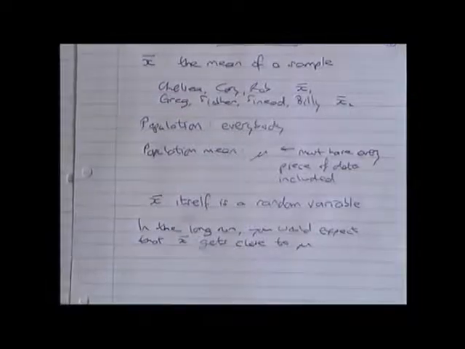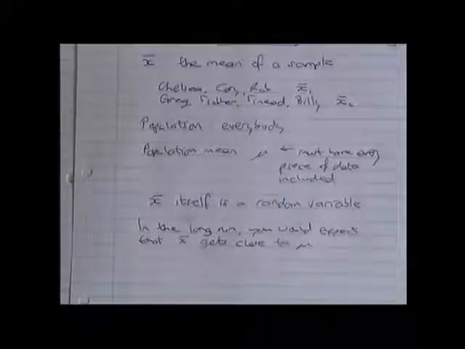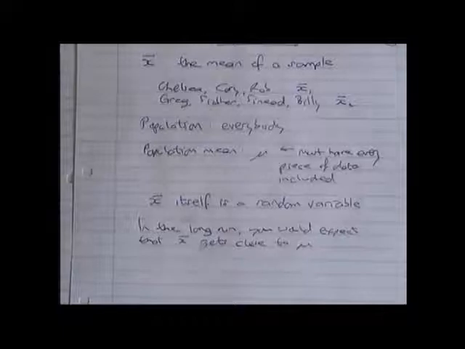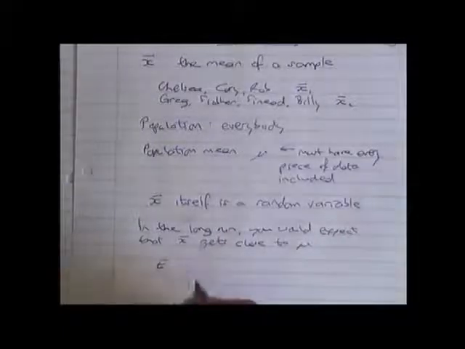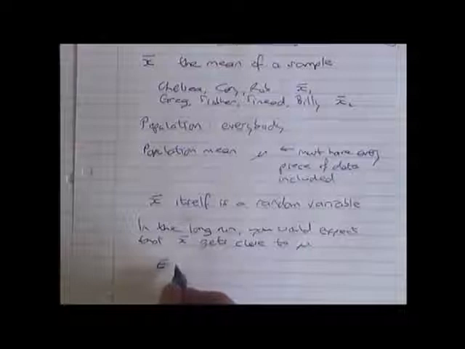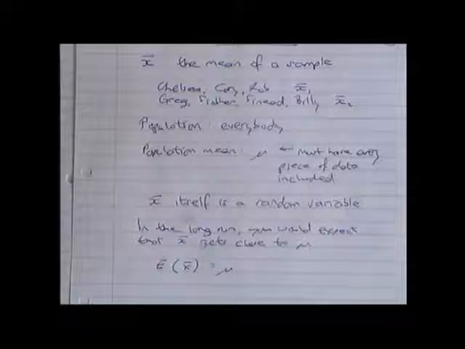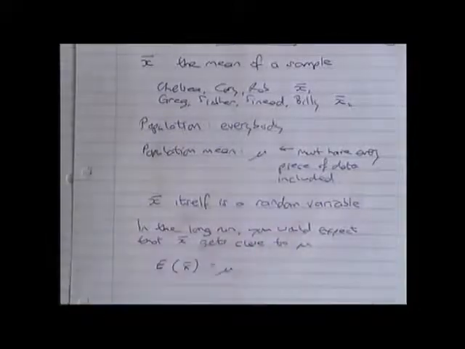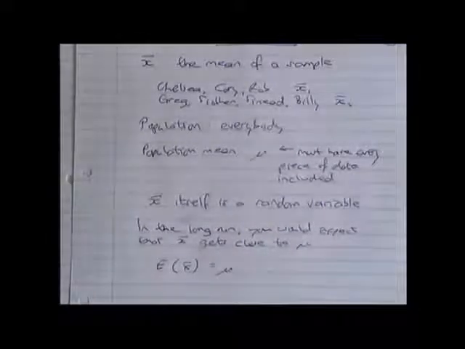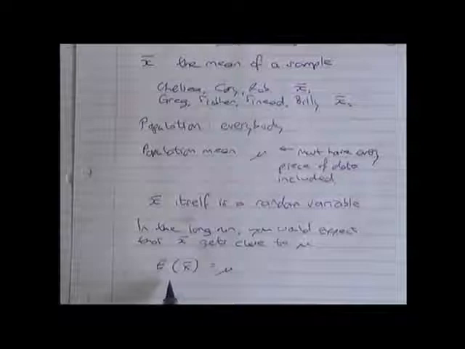What you expect to happen in the long run, can you think of any notation that might be useful or might sum that up, what you expect to happen in the long run? Yeah. So in other words, the expected value of x bar is mu. That's correct. So in the long run, you would expect. Okay, you would expect. So we said x bar is a random variable. X bar can have different values depending on who's in the sample. X bar has an expected value of mu.